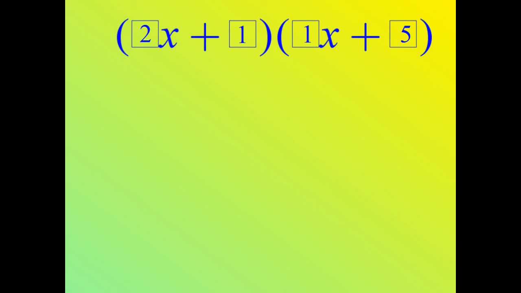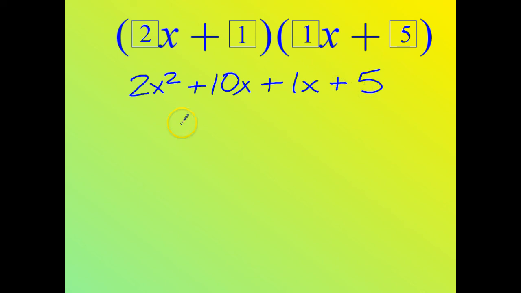Okay, so let's say I'm going to multiply this one out. I've got 2x times 1x squared, so that gives me 2x squared, and I have 2x times 5, so that's going to be 10x, and then I'm going to have 1 times 1x, so that's 1x, and then I have 1 times 5, which is 5. So that comes down to 2x squared plus 11x plus 5. Let's notice the lead term and the end term, and look how the middle term. You should have that in your notes.